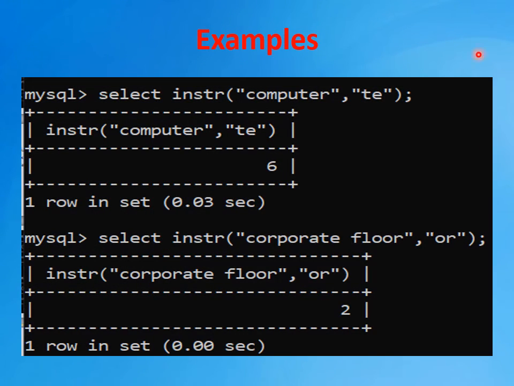This is the example: computer comma te. Here computer is the original string and te is the substring. So we are finding te in computer. It will count 1, 2, 3, 4, 5 and the 6th position is T, after that E. So it will display the position of T, because the substring te starts at position 6. So the output will be 6. You can see the same thing in the second example also.